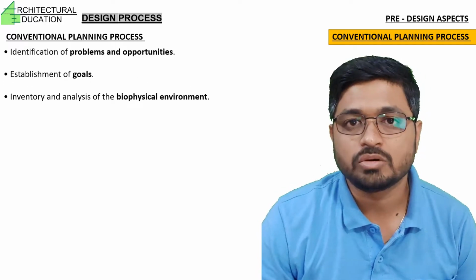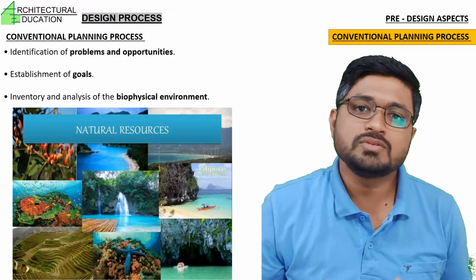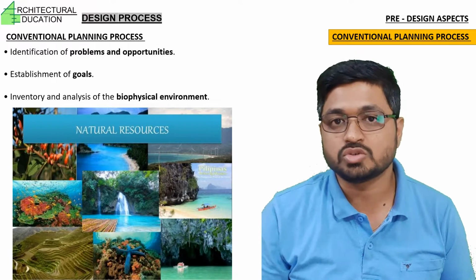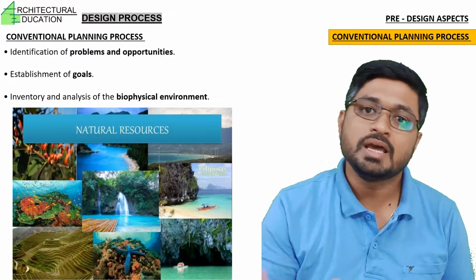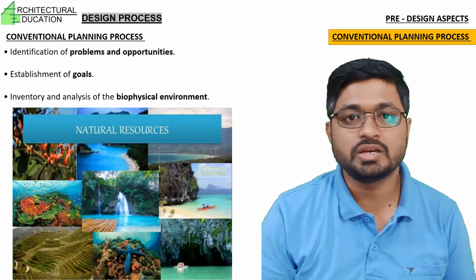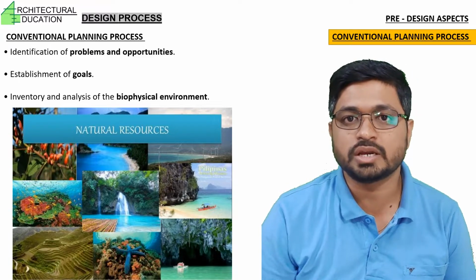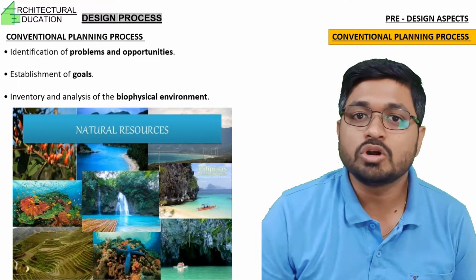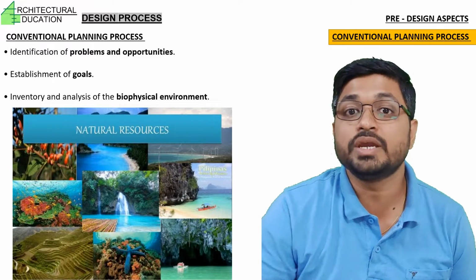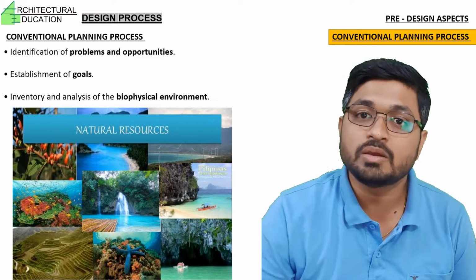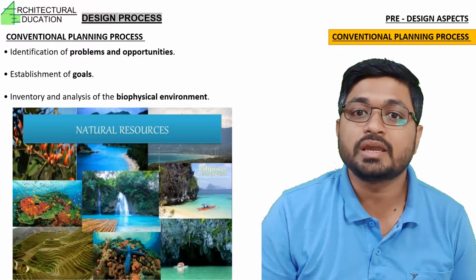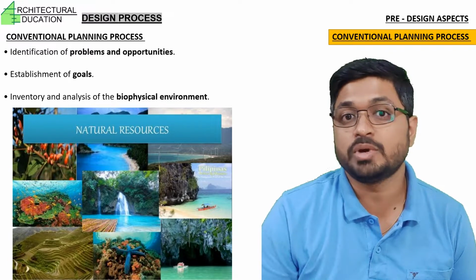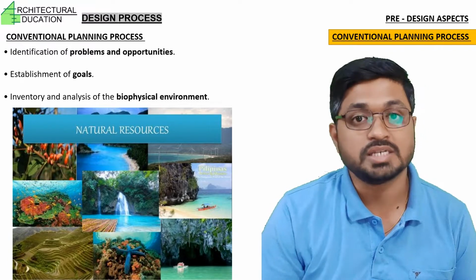Inventory of biophysical environment. Here you might have certain elements available at the site in terms of biodiversity or natural resources. You have to understand what the site has. For example, if there is an undisturbed landform at your site, you can use it as an opportunity for trekking. If you have a water body which collects in the rainy season, you can make it a boating area or a water area. If you have a landform which is very complex, you might utilize it as a seating area.